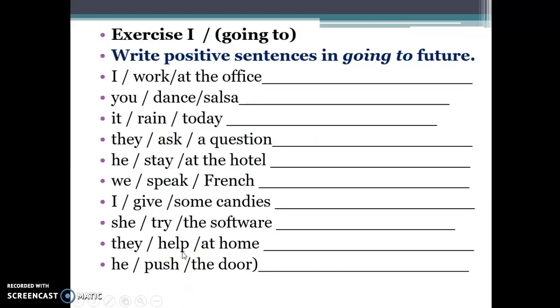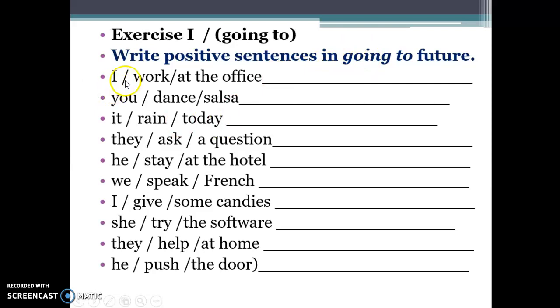Now, guys, here you have some positive sentences. You have some words that you have to use to write positive sentences, like this. I work at the office. So, you have to write, in this space, using going to.